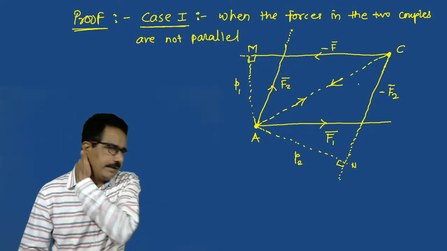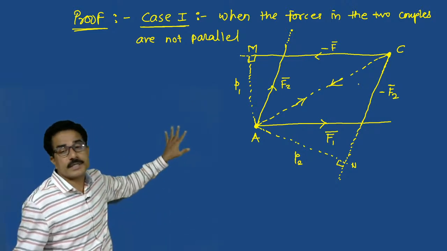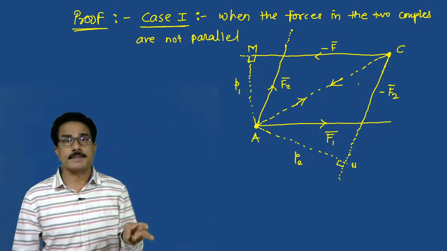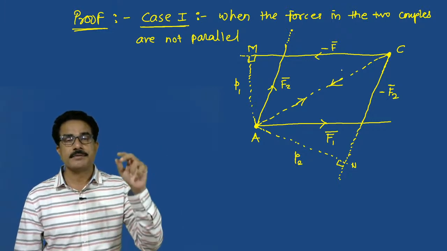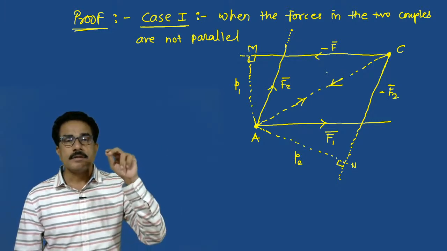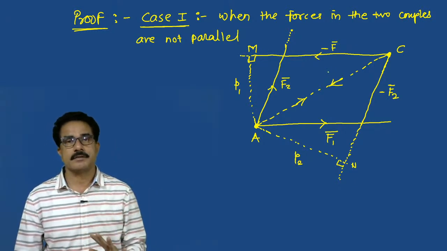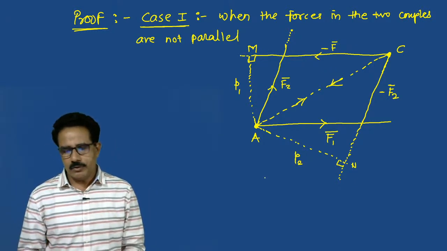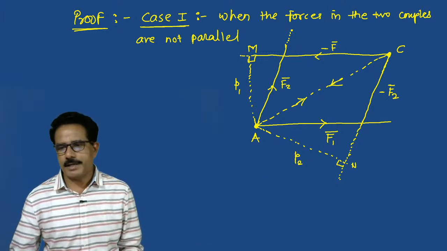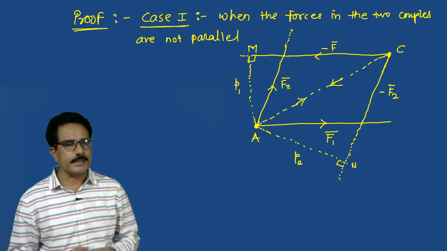AC and CA. This is the total construction of the two couples in which the forces are not parallel in the couples. Okay. Now we shall write this concept. Again I shall express this concept here.